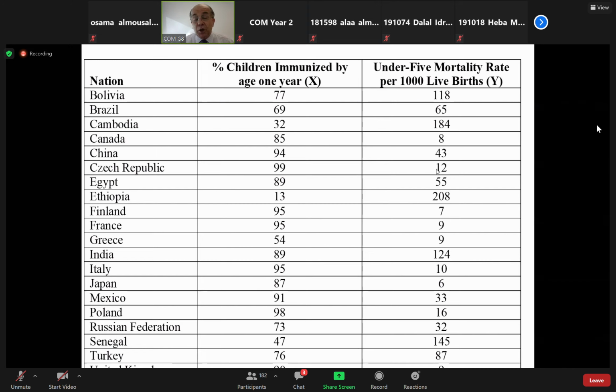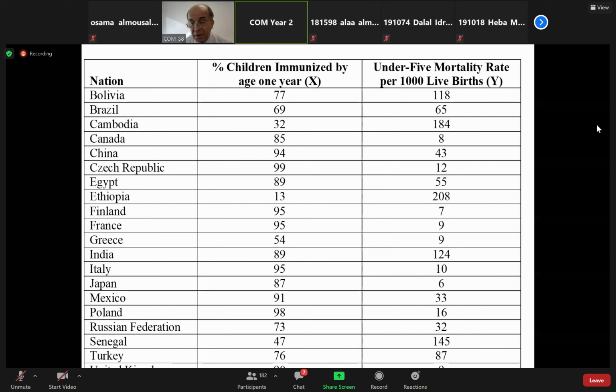So look at this table and tell me, do you think there is a relationship between immunization and mortality rate? Just look at the numbers, look how they vary. Remember, those are two variables. Why variable? Because for each country, I have two different numbers. Change the country, the number will change. So those are variables. So variable X and variable Y, are they correlated or related or associated?